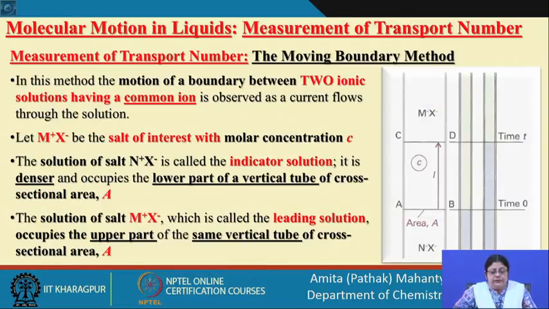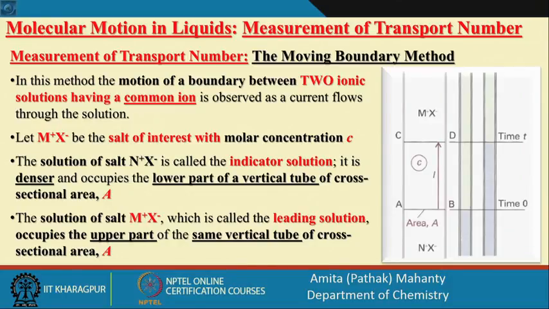Now, let us first look into the moving boundary method. As the name suggests, in this method the motion of the boundary of two ionic solutions having a common ion is observed as the current flows through the solution. So, we have two ionic solutions where one ion is common, either the cation or the anion. When we are trying to find out the transport number of a cation, we usually take the anion to be the common ion.